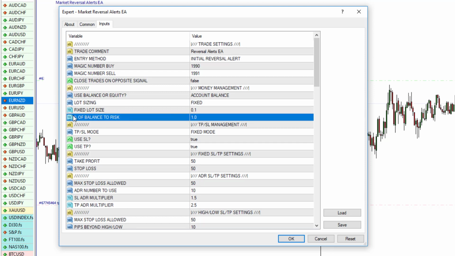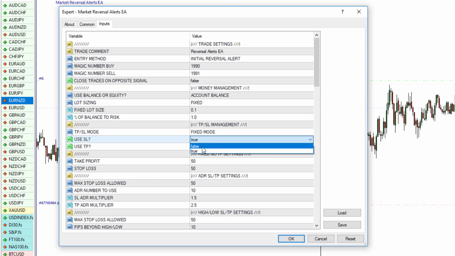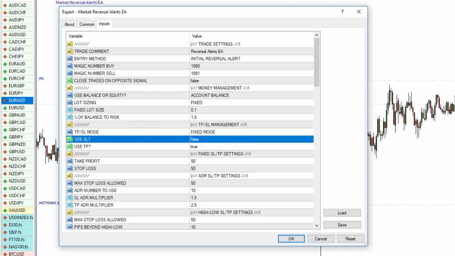Bear in mind that the percentage balance of risk is calculated using a stop loss. So if you do not have a stop loss used on the EA, you set that to false. You cannot use the percentage of balance to risk because it will not have a stop loss level to calculate that percentage from. So the EA will default to something like 0.01 lots, the minimum lots it can for you.